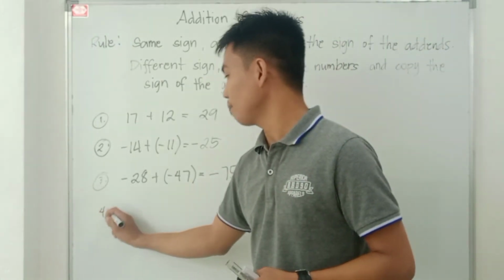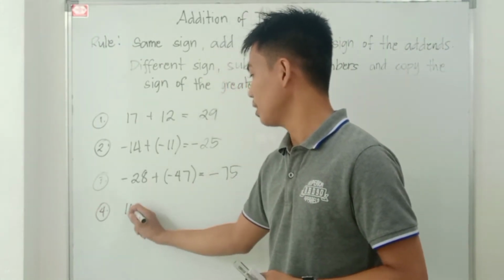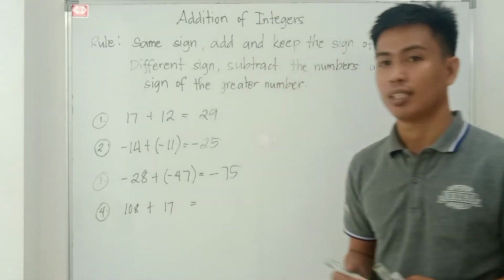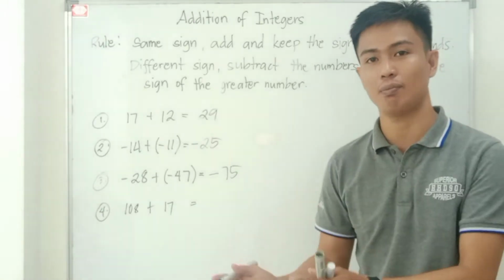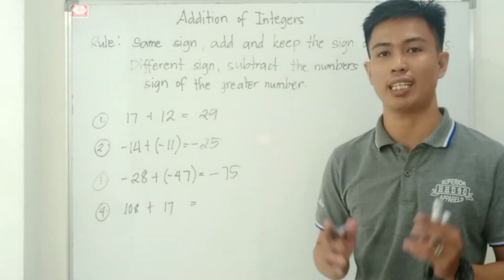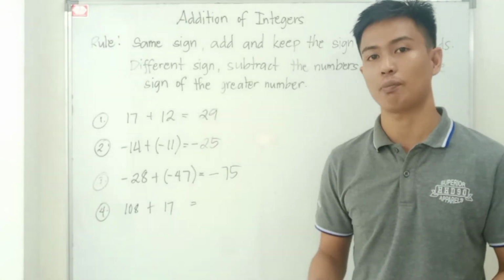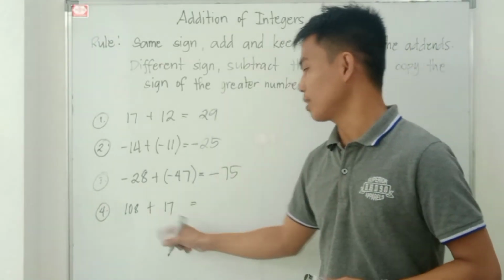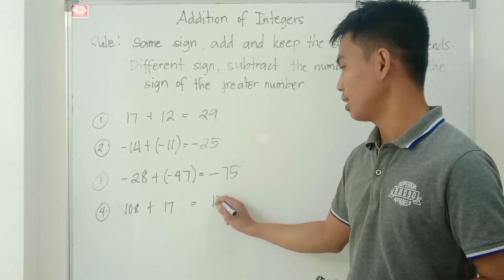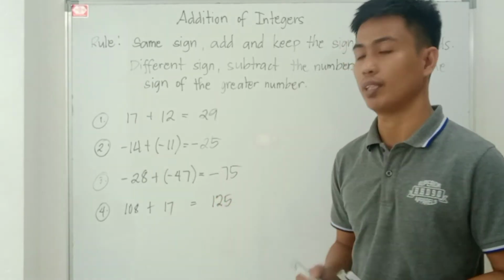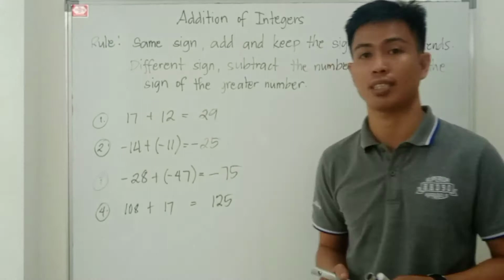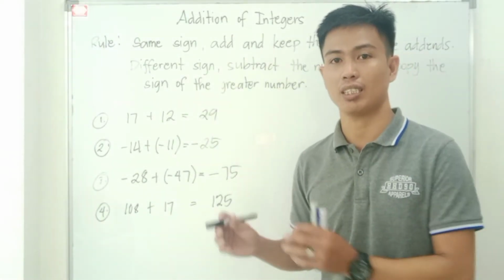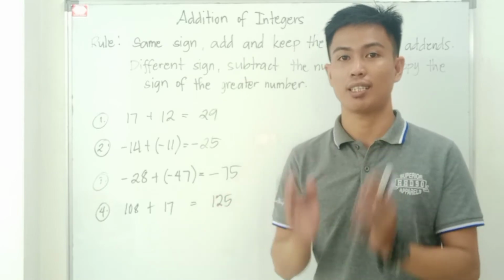So for the fourth example, let's say we have 108 plus 17. So since parehas silang positive, ganun ulit yung gagawin natin. I-add lang natin yung number and then we're going to copy the sign which is positive. So 108 plus 17 is 125. Since positive yung ating mga addends, ibig sabihin, positive din yung sagot. And that is how you add integers with the same sign.